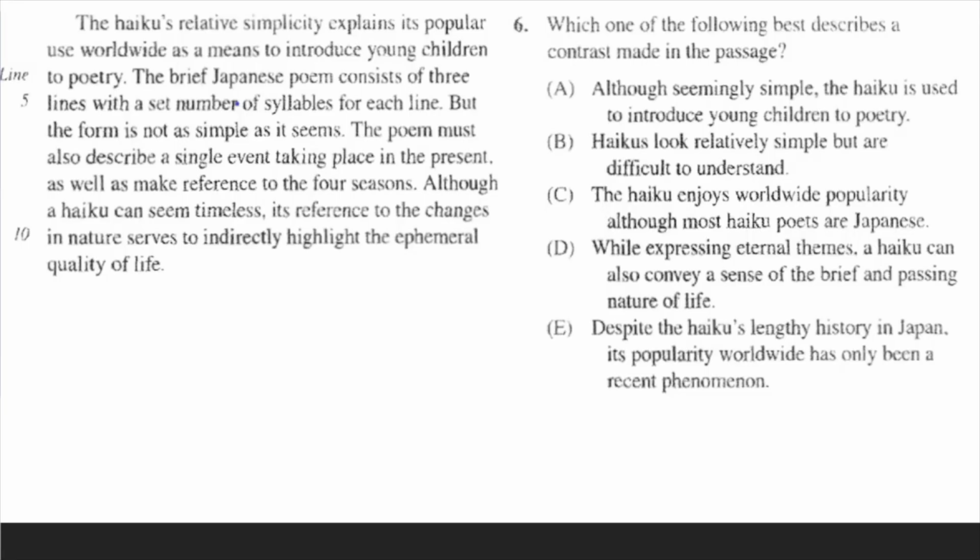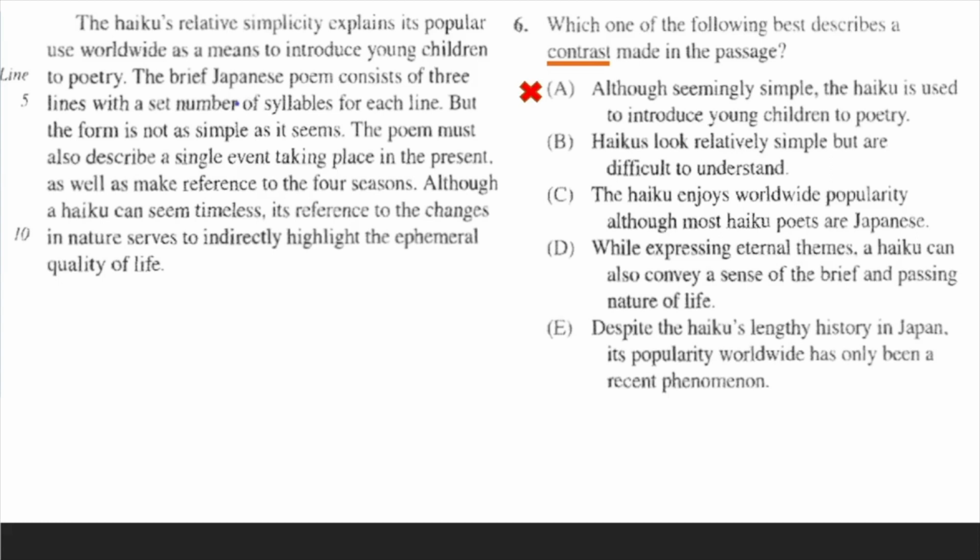Let's look at one more. Take a moment and read the short passage. All right, let's look at question 6 and see what we would do if we ran into this. Which of the following best describes a contrast made in the passage? That's going to be pretty key because any answer that doesn't have a contrast in it will automatically be wrong.